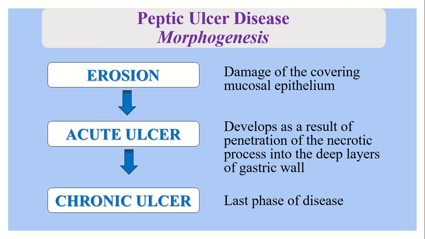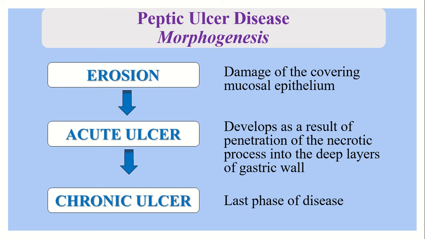There are three morphogenetic periods, stages of the peptic ulcer disease. First, let me remind you that peptic ulcer disease is not related to inflammation. Of course, a secondary inflammatory change also develops here, but primarily this is not an inflammatory disease. These diseases are manifested with degenerative, necrotic, and sclerotic change.